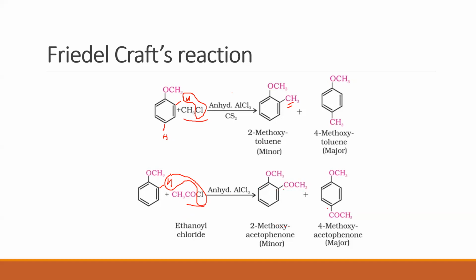So this will become 2-methoxyacetophenone. Clear? This group is acetophenone. Or 4-methoxyacetophenone. Out of these two, the major product will be the para product. The minor product will be the ortho product. Clear? Simple?